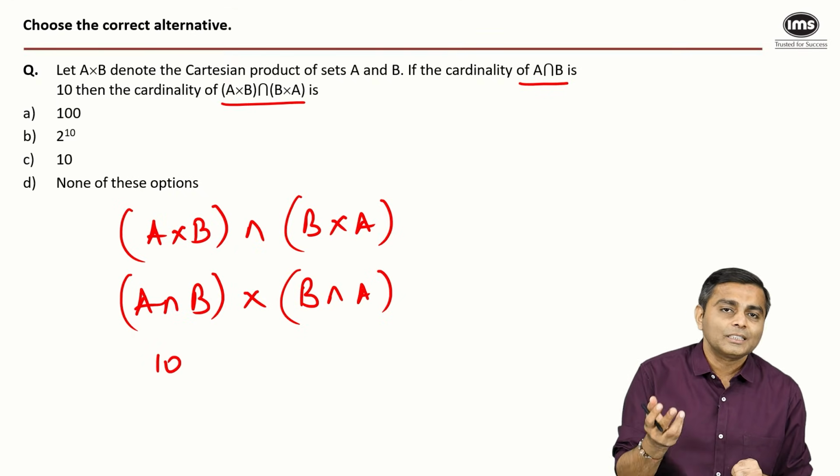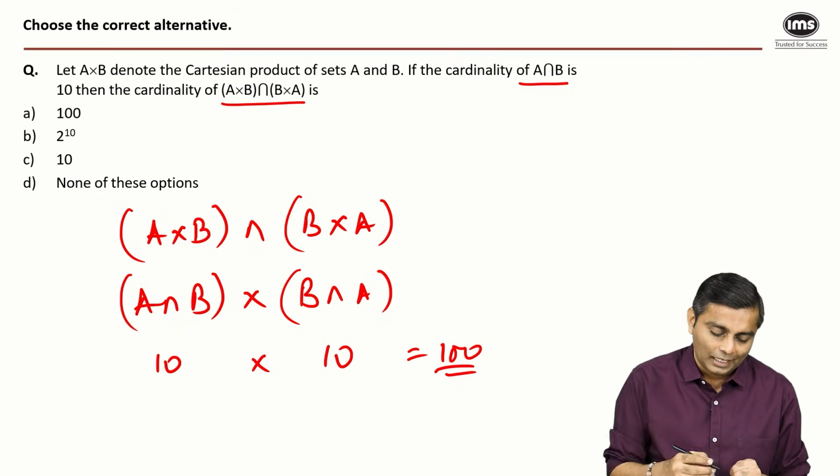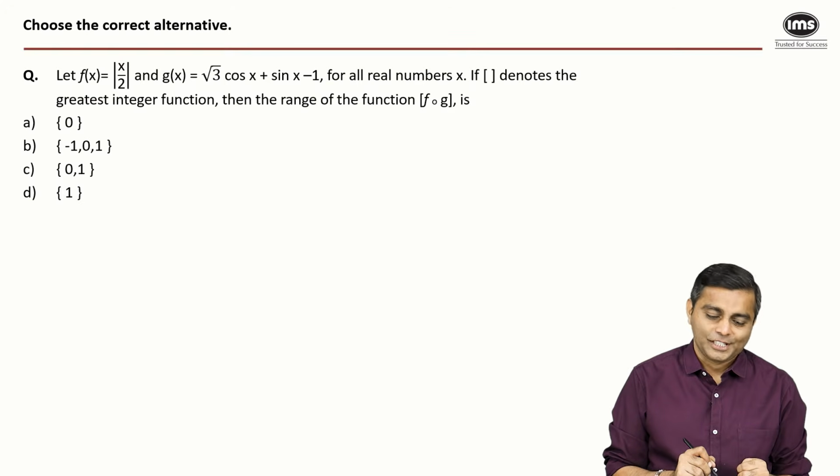Obviously, if A intersection B is 10, B intersection A also has to be 10. So this is nothing but 100 elements in the product that we are asked. Option A, straightforward. Moving on to the next question now.